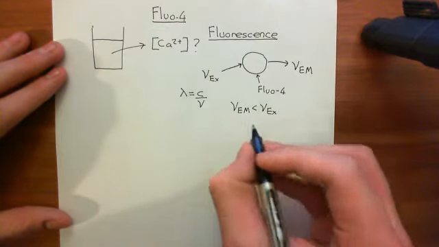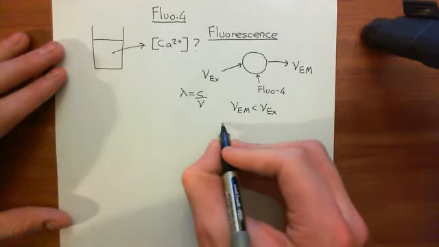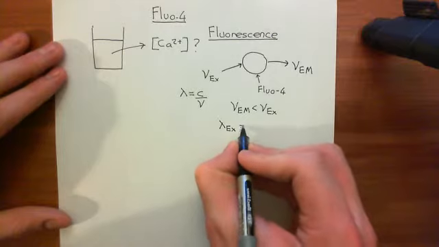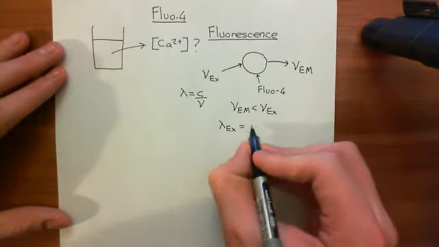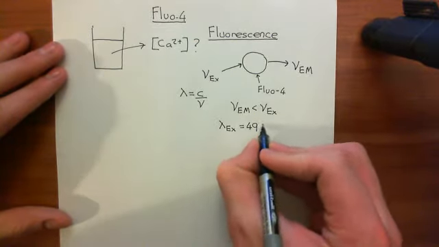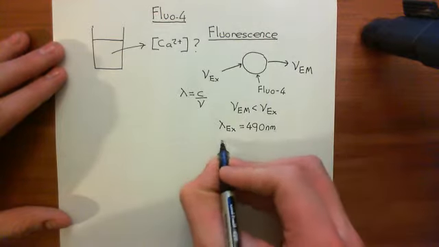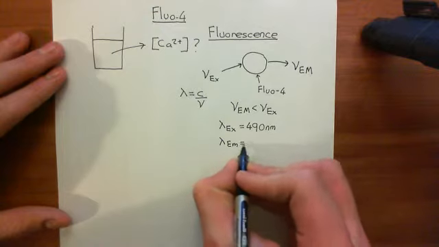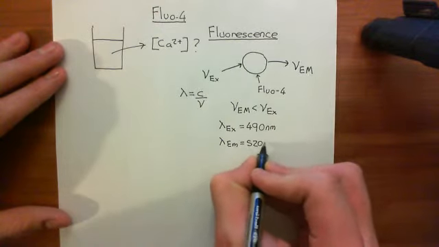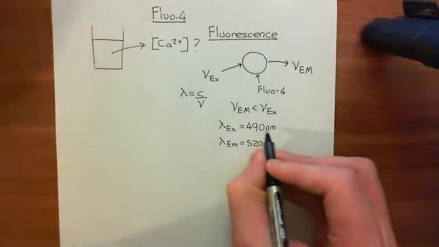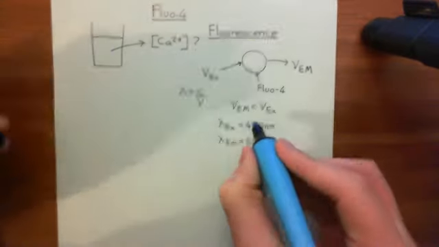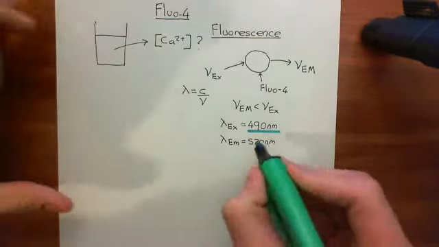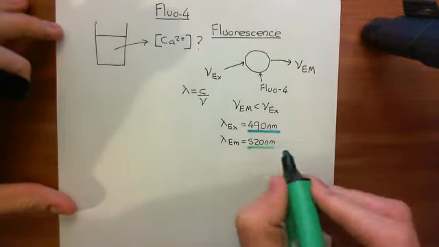Okay, right, so if the frequency goes down between excitation and emission, then the wavelength is going to go up, basically. So, for Fluo-4, the excitation wavelength, okay, so the wavelength of excitation is around 490 nanometers, okay, whilst the wavelength of emission, which needs to be slightly longer, is 520 nanometers. So it absorbs in a sort of bluey region, okay, of 490 nanometers, and it emits in a sort of greeny region of 520 nanometers.